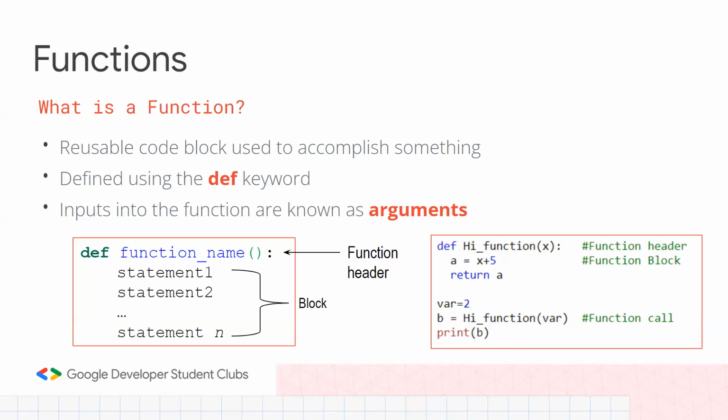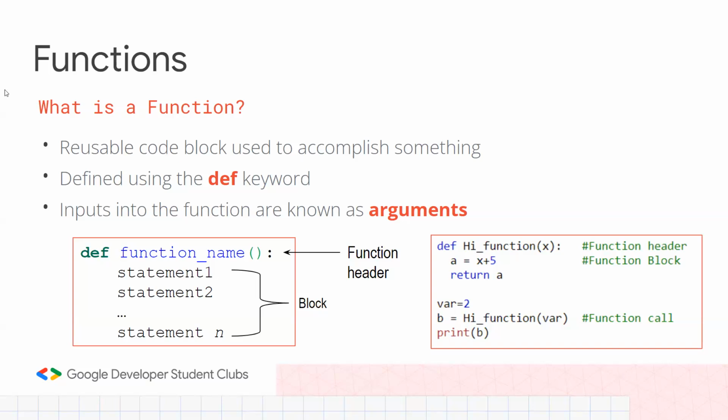You set a variable b to a function call with the var as the input. And so what this does, again, is it just adds 5 to whatever the input is. So it would return 7 because 2 plus 5 is 7. And theoretically, you get 7.